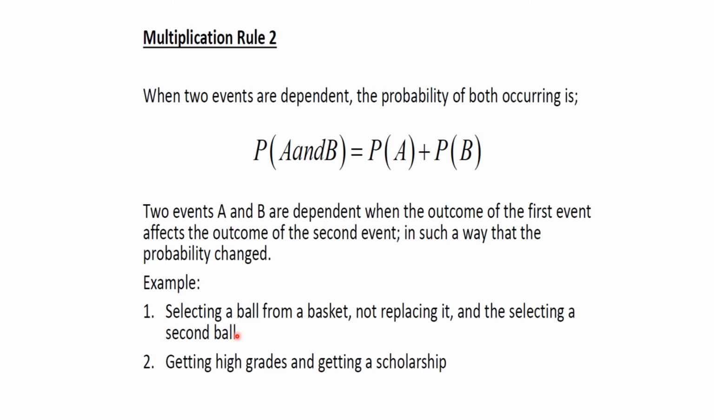And a second example, getting high grades and getting a scholarship. These two are dependent. Most of the time you get a scholarship if you get high grades. So these two events are highly dependent on each other.